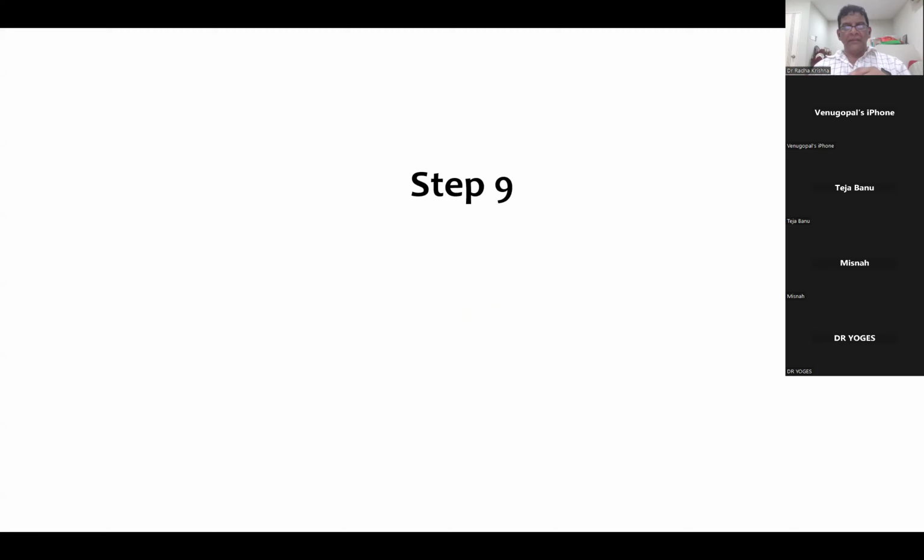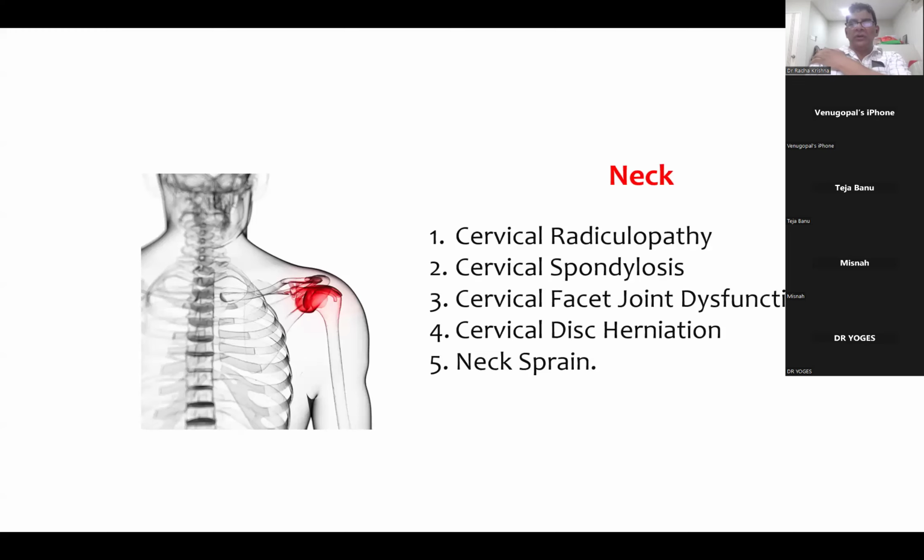Okay, step 9. Now from the shoulder, you look at the neck. Is there a neck problem like cervical radiculopathy, cervical spondylosis, or cervical facet joint dysfunction? Look at cervical disc herniation, and whether it's a neck sprain. When they wake up early in the morning, they had a sprain in the neck. Accidentally, they lifted a bucket or they tried to get out of bed, and then they sprained the neck, and then it is causing referred pain in the shoulder. And then over a period, it becomes associated with the neck and is classified as frozen shoulder.